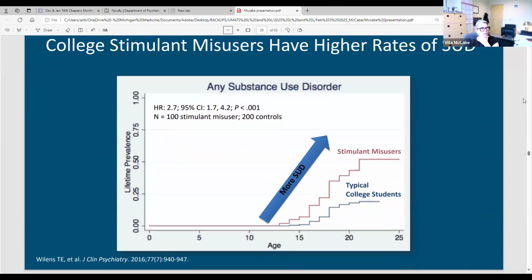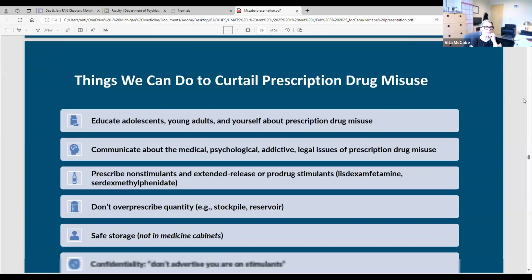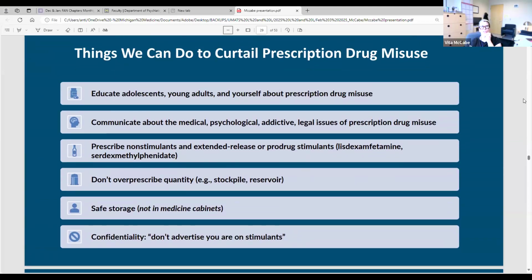This is another MGH study looking at 300 college students, and kind of as expected, with stimulant misuse, the lifetime prevalence of any substance use disorder is over 50%.